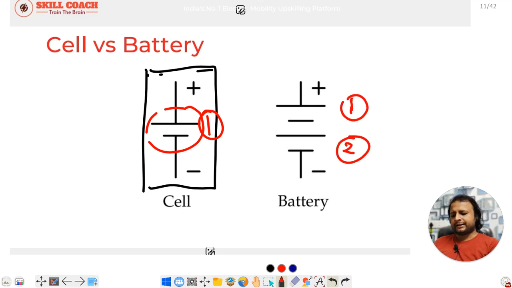So if we connect these two cells, that will create a battery. Two or more cells. You can define a battery as the combination of two or more cells. If there is one single unit, that is called a cell. So that is the difference between a cell and a battery.